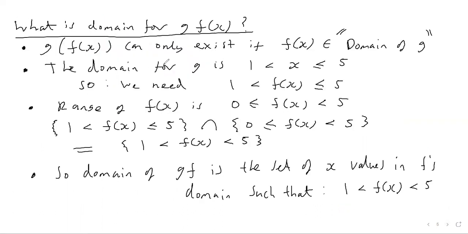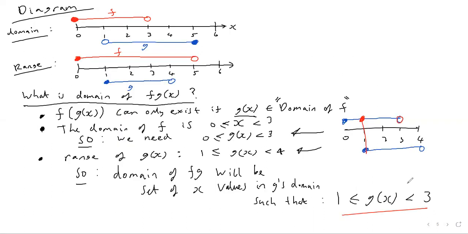Okay, so now if we go to g of f of x, a similar kind of thing. For g of f of x to exist, f of x must be in the domain of g. It's got to be in g's domain. So the domain for g is 1 to 5. We can see this again up here. The domain of g is 1 up to 5.